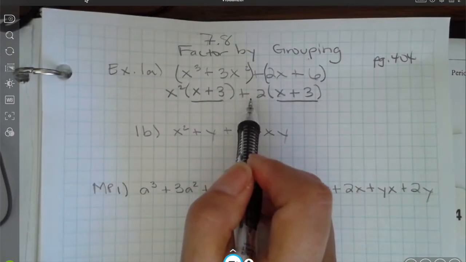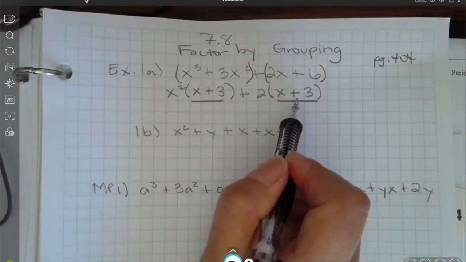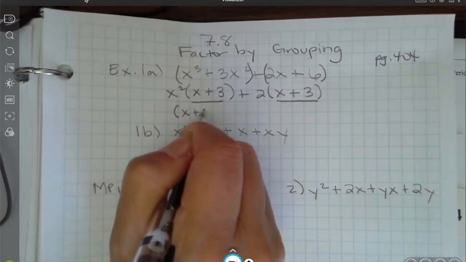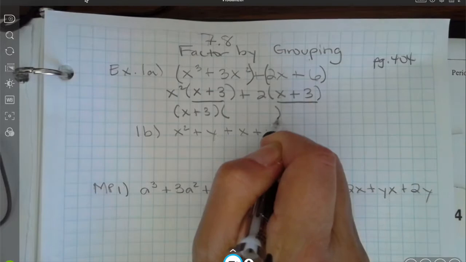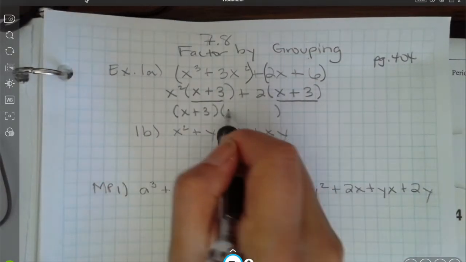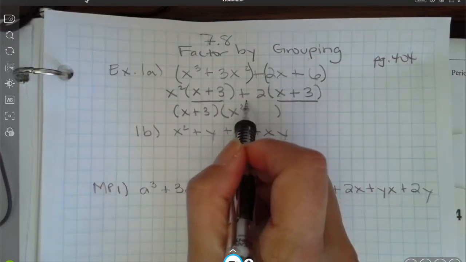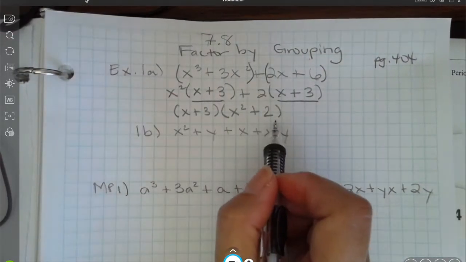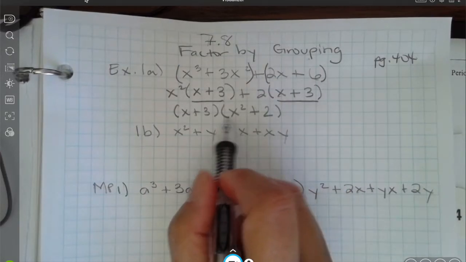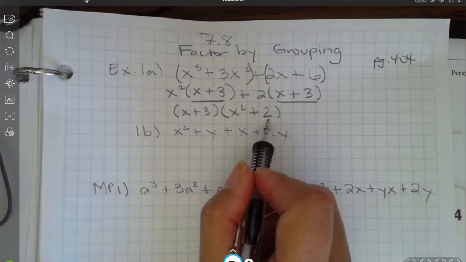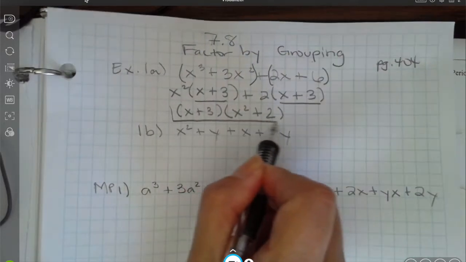So now that those two are the same, that binomial, you can now factor that binomial out. So I'm going to write x plus 3 here, and you're going to multiply it by the binomial that's left, or whatever's left, which is x squared, right here, plus 2. Now before I box it, I want to make sure that I'm done factoring. This is two terms, but I know that neither of these are a difference of two squares because 2 is not a square. So there's my answer.